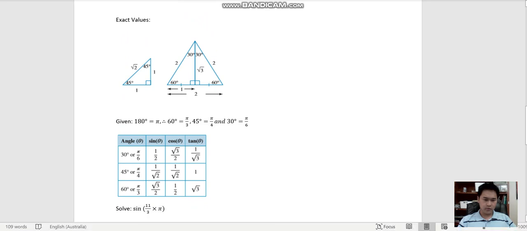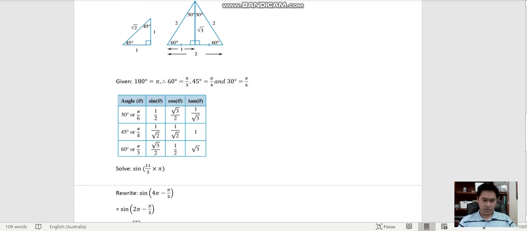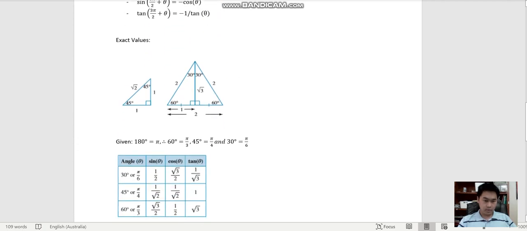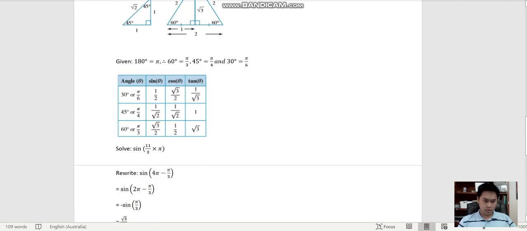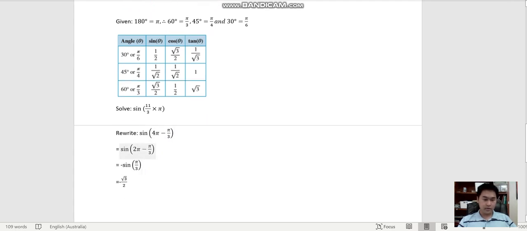Okay, so we're going to go through an example. It says solve sine of 11 over 3 of pi. What you want to do is rewrite this. 11 over 3 pi is the same as 4 pi minus pi on 3. Because the circumference of a unit circle is 2 pi, we can get rid of 2 pi from this, so technically these two are the same. Following the rules above, sine of 2 pi minus pi on 3 is negative sine of pi on 3. Therefore the answer is negative root 3 over 2. And yeah, that'll be all.